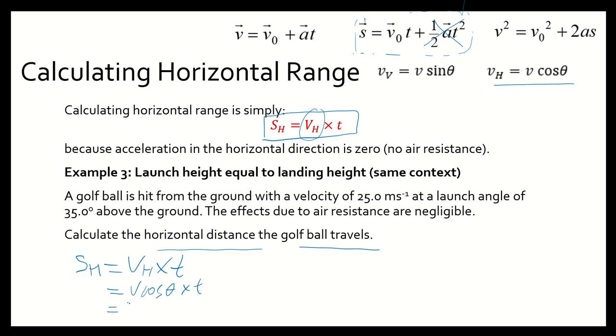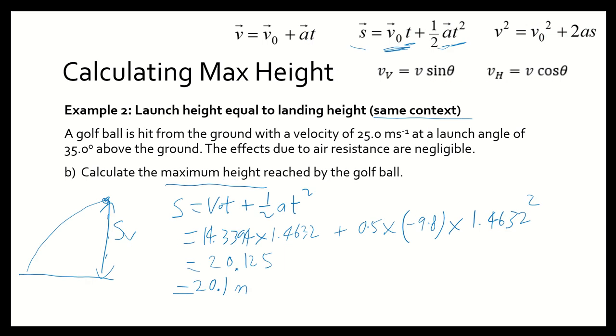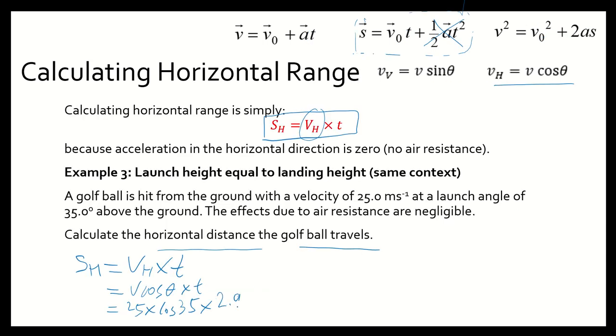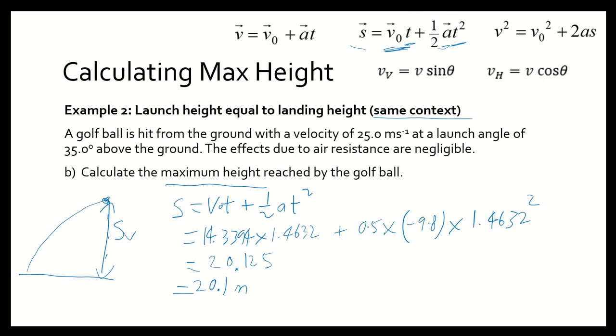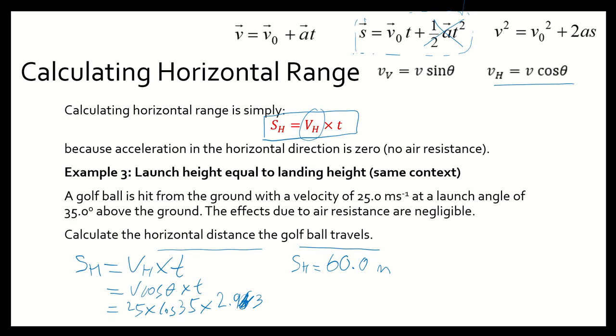And v is 25 meters per second times by cos of 35 degrees times by the time of flight, which was 2.93 seconds. Therefore the horizontal range will be 25 times cos 35 times 2.93 seconds. So it'll be 60.0 meters. So it's travelled 60 meters. Its max height was 20.1, and it traveled 60.0 meters.